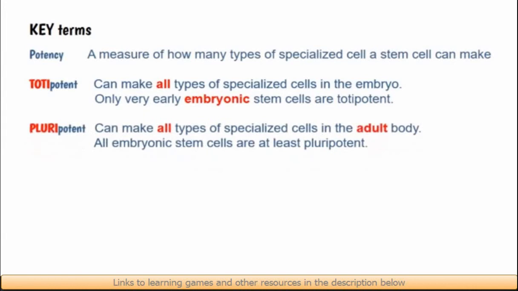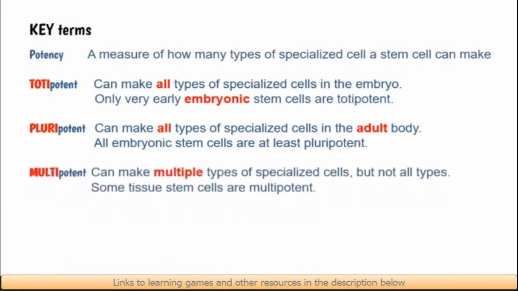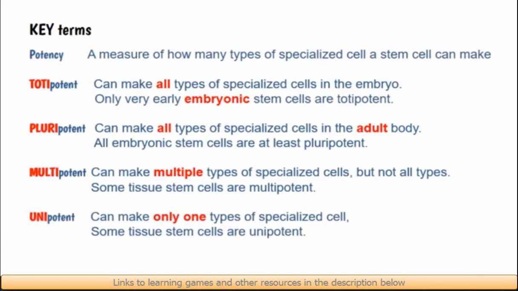Pluripotent stem cells can become any of the cell types needed in an adult body. So this is anything other than the placenta and the umbilical cord. All but the very early embryonic stem cells are pluripotent. Multipotent stem cells can become a range of different cell types, but their range is limited. They can't become all the different cell types. Unipotent stem cells can only become one type of specialized cell.